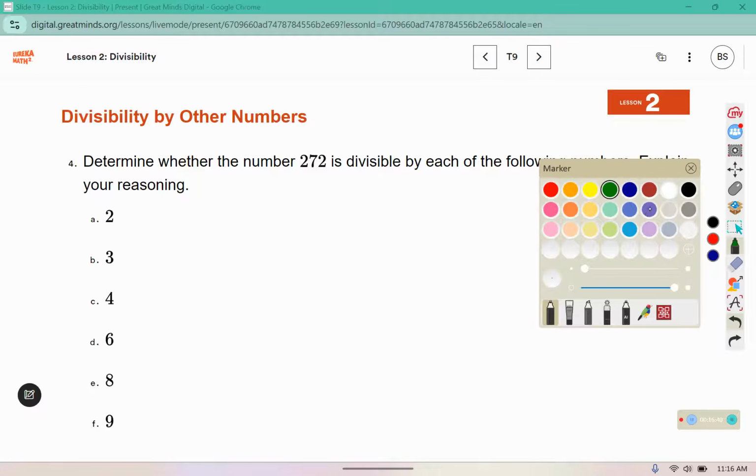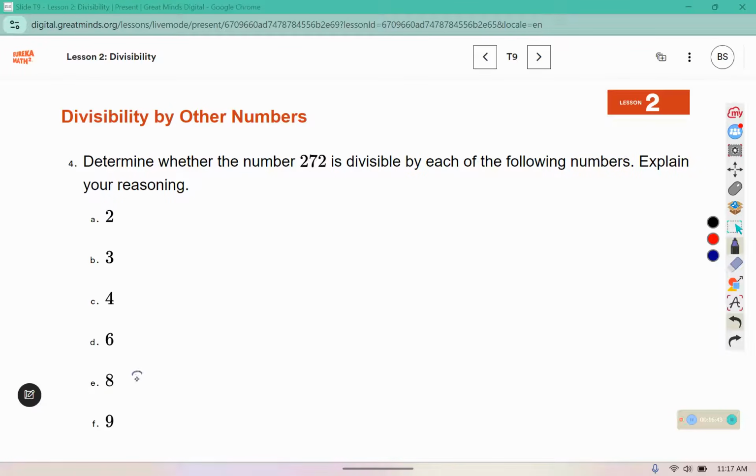How about for 8? 8 times 30. 8 times 3 is 24. So that put me at 240. If I skip count, that'd be 248, 256, 264, 272. So yes, it is divisible by 8.